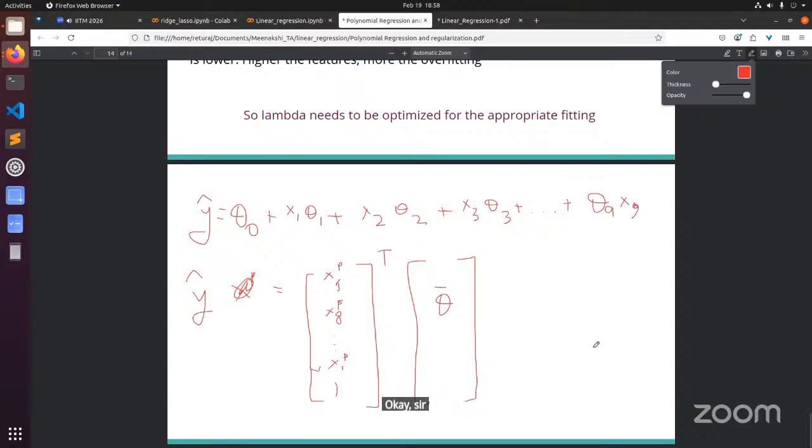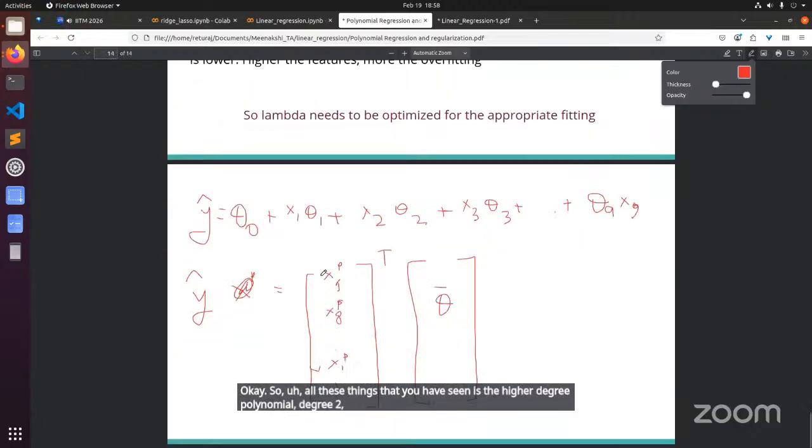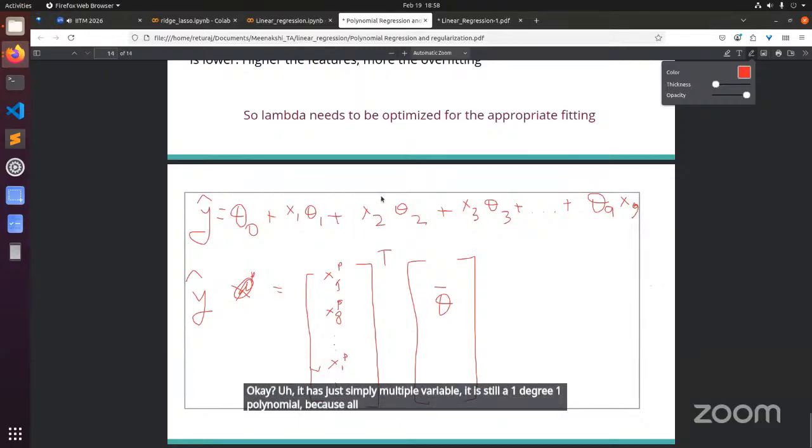Okay, so all these things that you have seen are higher degree polynomials, degree 2, degree 4. What is the degree of this polynomial? It's still a degree 1 polynomial. It's just that it has multiple variables now. It is still a degree 1 polynomial because all the x's have degree 1.